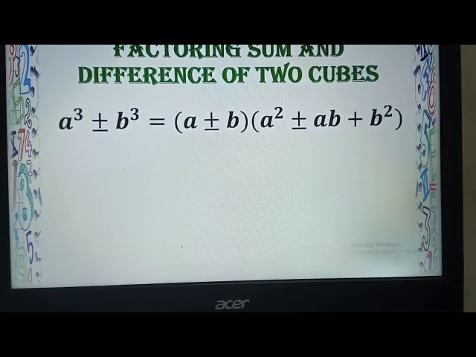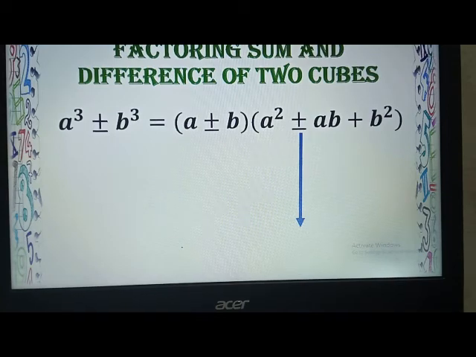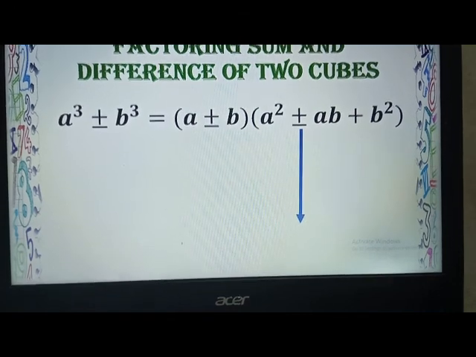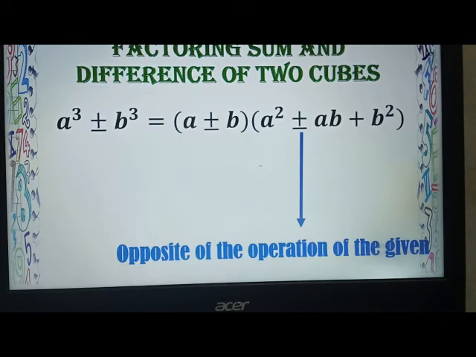And then for the trinomial factor, the basis for the trinomial factor is not the given anymore. It must be the binomial factor. The sign of the middle term of the trinomial should be the opposite of the operation of the given. So if the given is plus, this must be minus. If the given is minus, this must be plus. The last operation must always be plus.